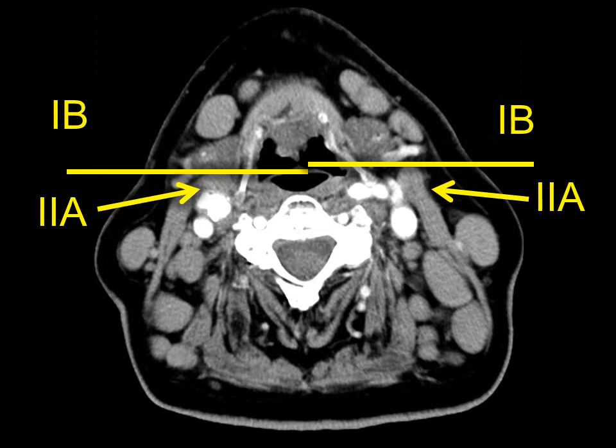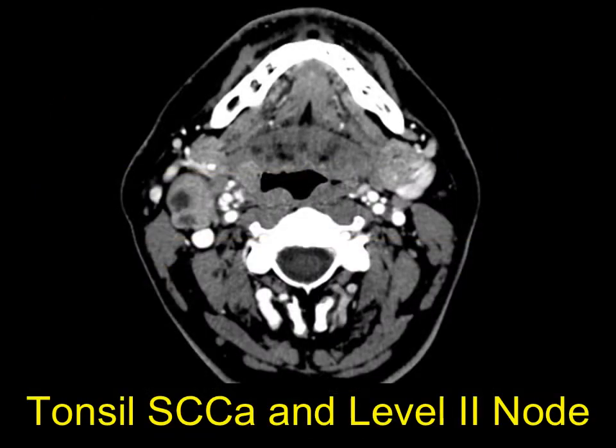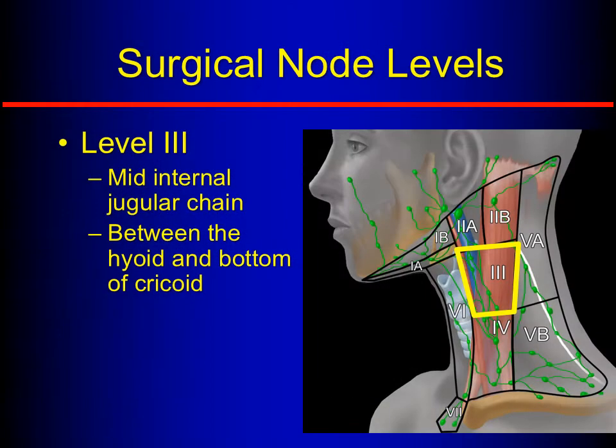Now if we find the internal jugular vein, and then we draw a line in the coronal plane through its posterior edge, that helps separate for us the 2A nodes in front of the jug from the 2B nodes, which are more than a fat plane behind the internal jugular vein. So here's an example of an axial post-contrasted CT. This patient has a palatine or faucial tonsil primary squamous cell carcinoma and a level 2 heterogeneous necrotic node on that side. So next we have the level 3 nodal group.